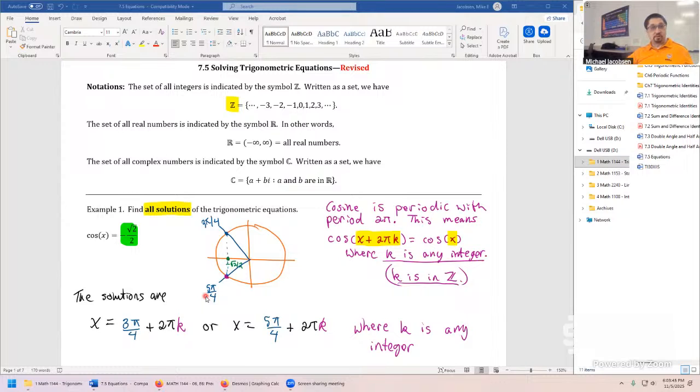But in order to find all solutions, we notice that cosine repeats with period 2 pi. So if you put in a solution right here, like say 3 pi over 4, add 2 pi times k, where k is any one of these integers, you get another solution. So now there's infinitely many solutions to these periodic functions. The moment we found at least one, we found two solutions between 0 and 2 pi. So now this is two infinite lists of all solutions to the trigonometric equation.